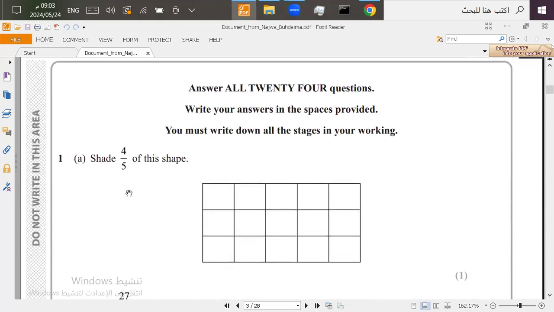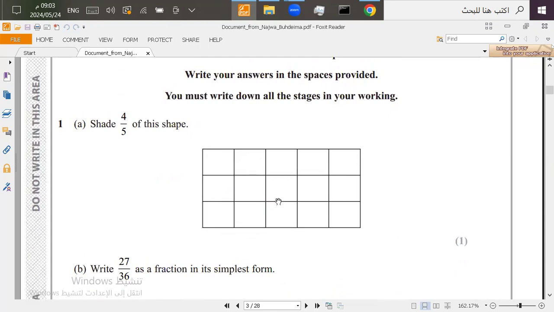Question 1A, shade 4 over 5 of this shape. So, when we shade, we're going to look at the shape. How many boxes do we have? We have 15. So, 5 times 3 is 15. So, we multiply 15 by 4 over 5. So 4 over 5 multiplied by 15. Let's make a fraction line like this. Multiplied by 15. And the answer will be 12.